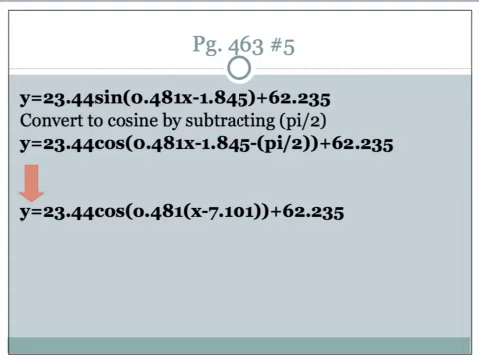We converted our equation to cosine from sine by subtracting pi over 2. Pi over 2 is a phase shift, so we subtracted it from negative 1.845. We got y equals 23.44 cosine, in parentheses 0.481, and in parentheses x minus 7.101, close parentheses, plus 62.235. This is our cosine curve.